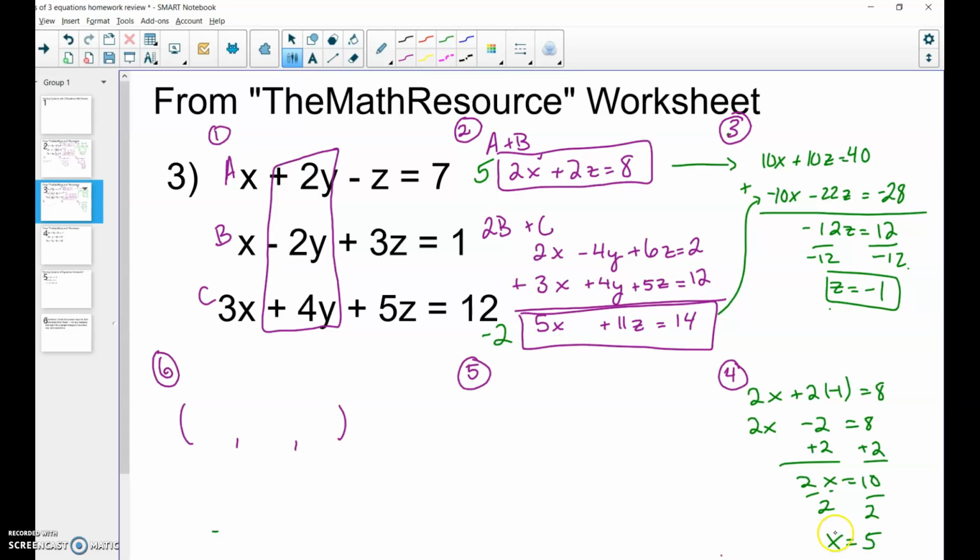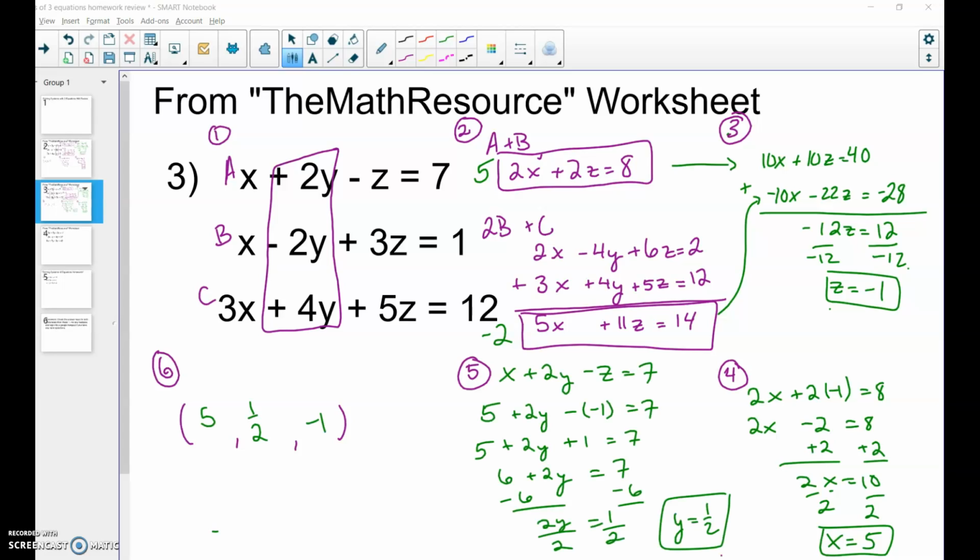And now plug both of those values into one of your equations from step number 1. Okay, so I plugged x equals 5 and z equals negative 1 into my first equation. Notice that I'm subtracting the value of z, so that needs to be subtracting a negative 1. Don't forget about that. When you then solve for y, you should get a positive 1/2. So your solution is 5, 1/2, negative 1.